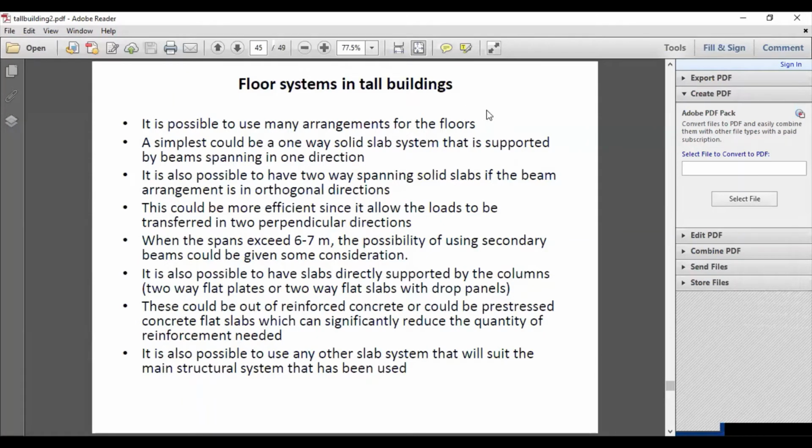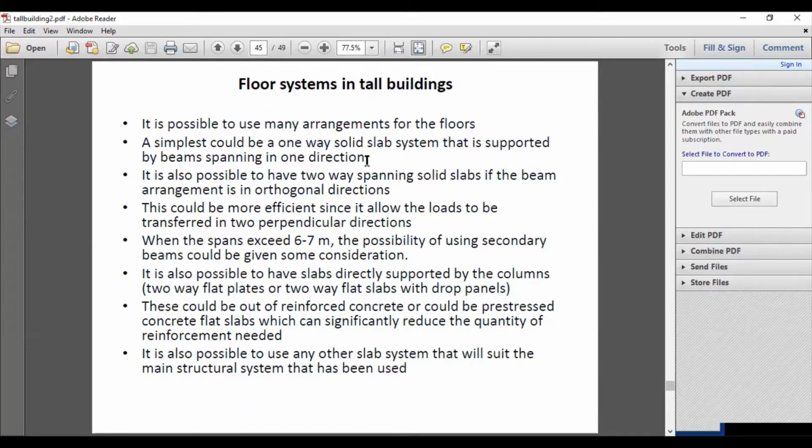So today we'll talk about the flow systems in tall buildings first. Whatever the structural form that we use, we need to have a floor at each level, and the simplest form of a floor is the normal solid slab, and a solid slab can be one way or two way.